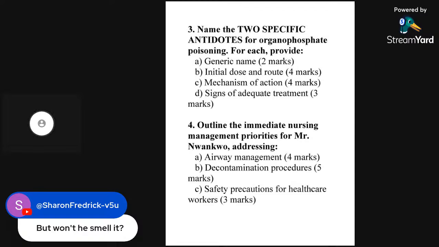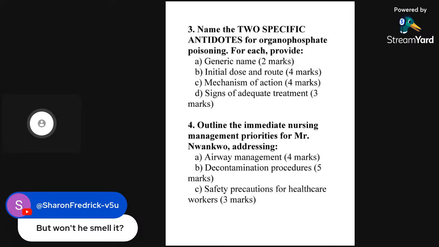What are the nursing management priorities? You position the patient very well. Oxygen therapy. I told you about ABC: airway management, breathing and circulation, and decontamination. When we are talking about airway management, you ensure this patient is positioned properly to manage breathing. Oxygen is prepared for this patient. Then decontamination: remove the clothing of this patient.